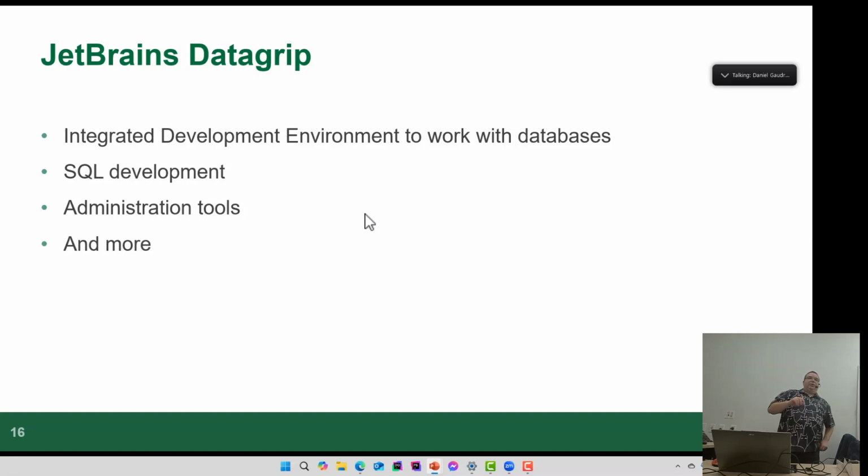Heads up, if your computer's a potato, DataGrip's going to hurt a little bit. DataGrip's a little hungry. Most JetBrains products are. But it's also probably the best database tool you'll ever use. So everything else after this feels weak.